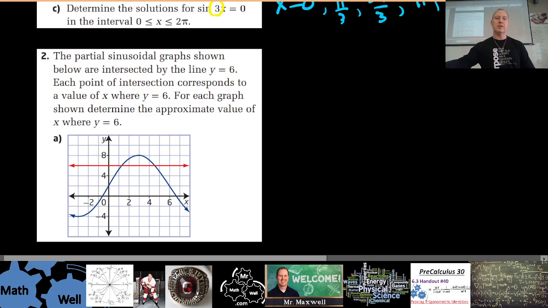Okay, let's do number 2, see if you get it. I'm going to do 2A anyways. This one also gives you a graph to look at. The partial sinusoidal graphs are shown. They're intersected by the line y equals 6. So this is y equals 6, okay?